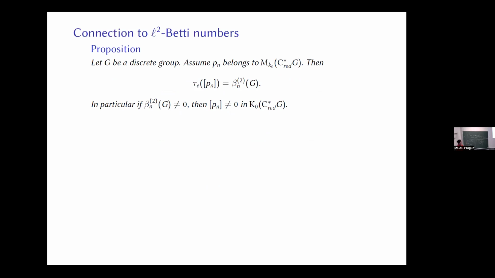In particular, this implies that if the nth L²-Betti number is non-zero, then the K-theory class here is non-zero. So we get a criterion for this K-theory class not to vanish inside K0 of the reduced C-star algebra of G. Right.